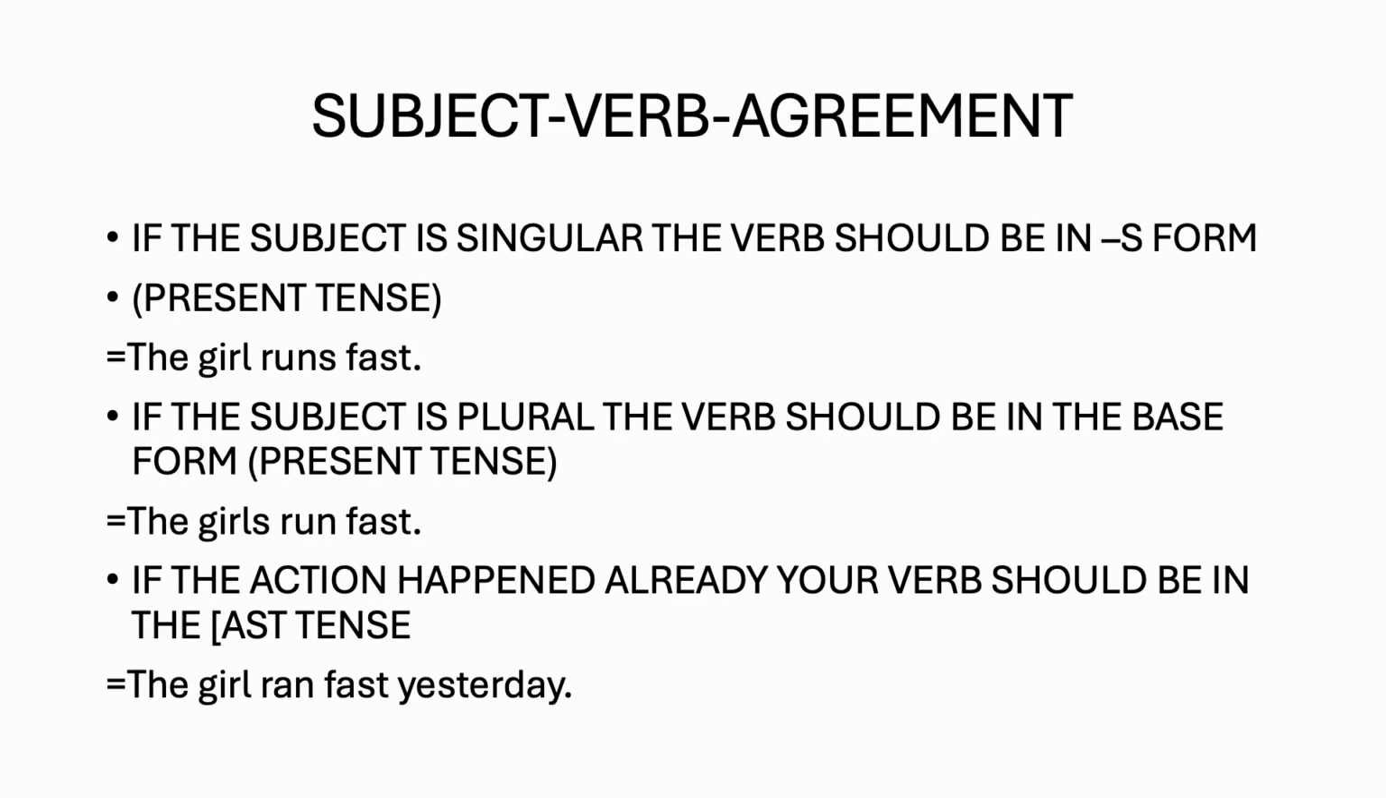Now, I would like you to understand this properly. You have to remember that if the subject is singular, the verb should be in S form. So when you say subject, the one that we are talking about in the sentence, in Tagalog, pinag-uusapan. So, example, the girl runs fast. We formed the verb in the S form. Why? Because the subject girl is singular.